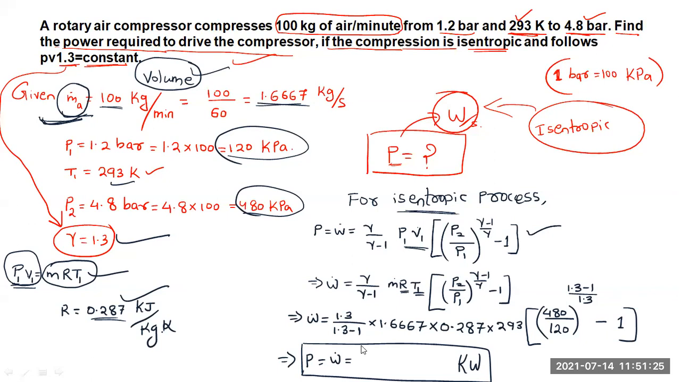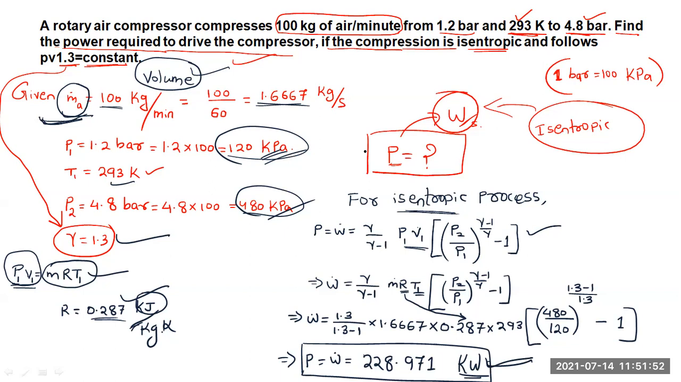We will get the answer 228.971 kilowatt. Why kilowatt? Because this R value 0.287 we have taken in kilojoules per kg, and this pressure value is in kilopascal. Everything we have taken in kilo, so that's why the power or work done per second we will get in kilowatt.